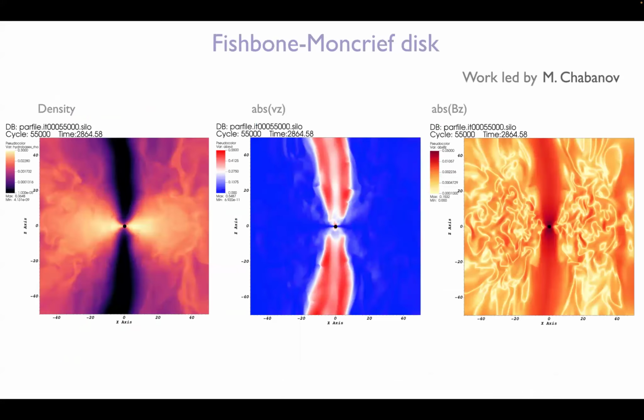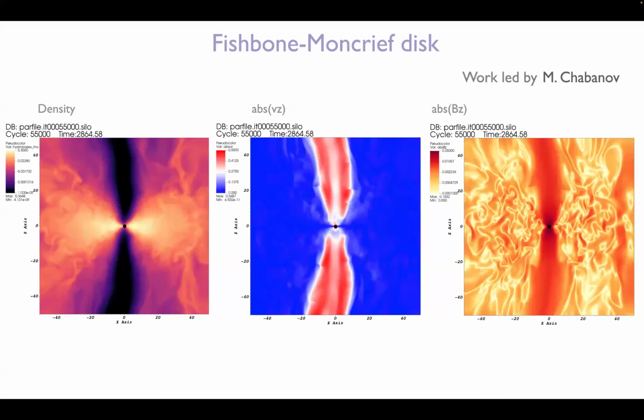Next, we also started looking into performing simulations of magnetized accretion disks around black holes, which are called these Fishbone-Moncrief disks. This is work led by Mikhail Chabanov from RIT. When you evolve the system for about 3000 M, you can see density on the left, the z component of the velocity in the center, and the z component of the magnetic field on the right. You see that there are these strong jets that are formed, and these are magnetically driven.